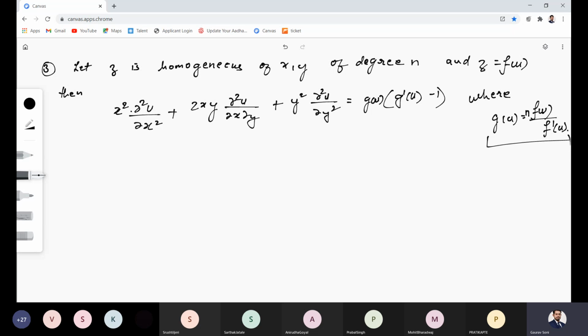Okay, so this is just the next case of your remark number 2 where you had this homogeneous function of degree n. So in the previous one I was taking the right hand side as n into f of u upon f dash of u. So that was x into partial derivative of u with respect to x plus y into partial derivative of u with respect to y.